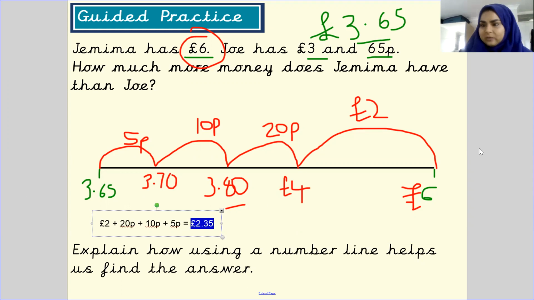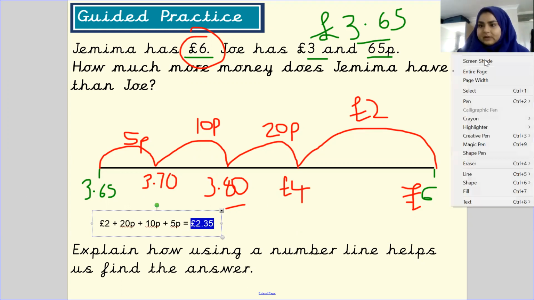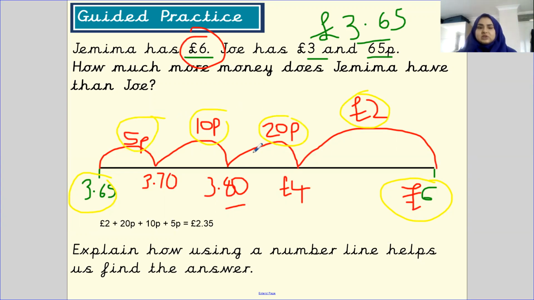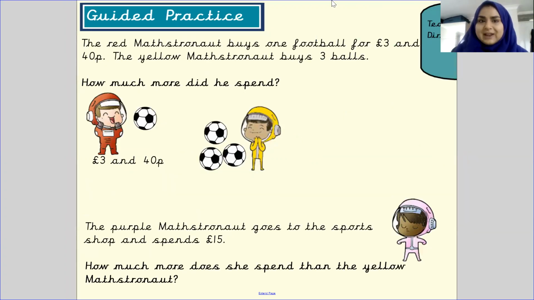So what I did here was, let me just explain to you. So what I did here was I used how much Joe has to get to how much Jemima has. And then I added all my monies that I used to get to Jemima's together to get my answer, which was £2.35. Okay, so now guided practice number 3.